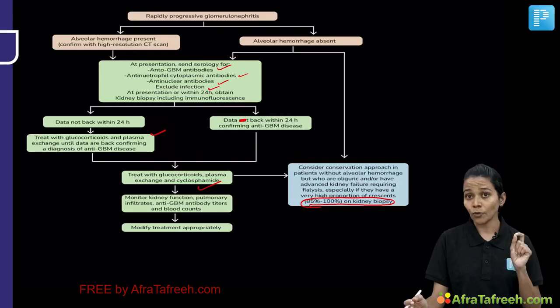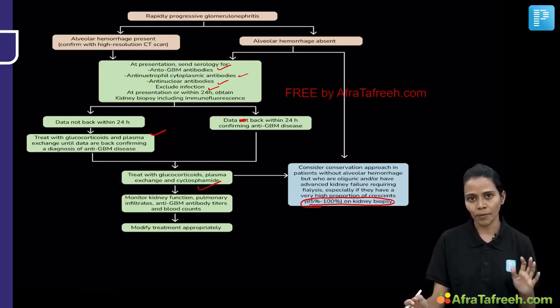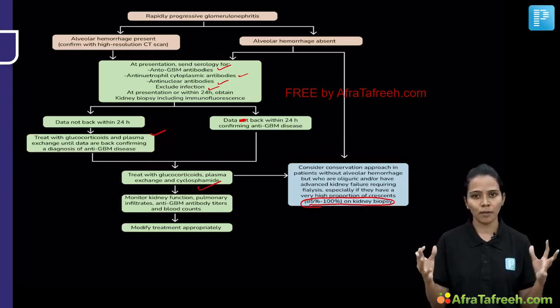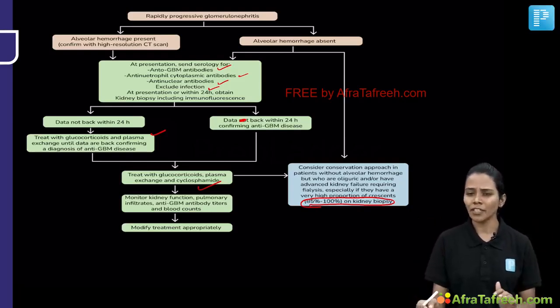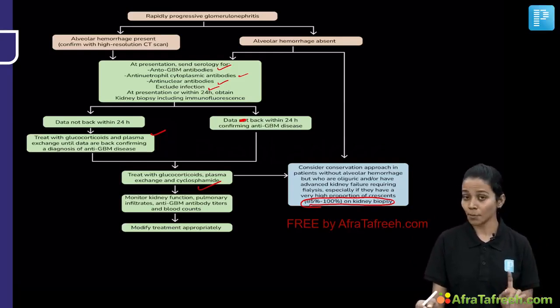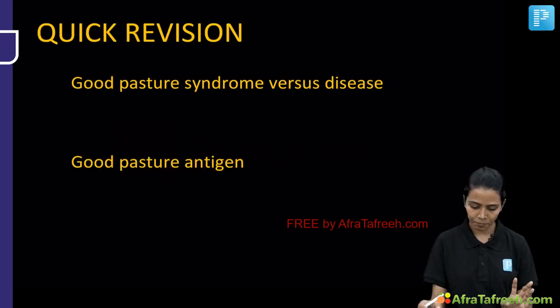Between, you have to rule out infection. Don't immunosuppress the patient heavily when they have some underlying infection like endocarditis or something. If there is no alveolar hemorrhage, and if biopsy shows 100% crescents and all, then there is not much point immunosuppressing, especially in anti-GBM disease.